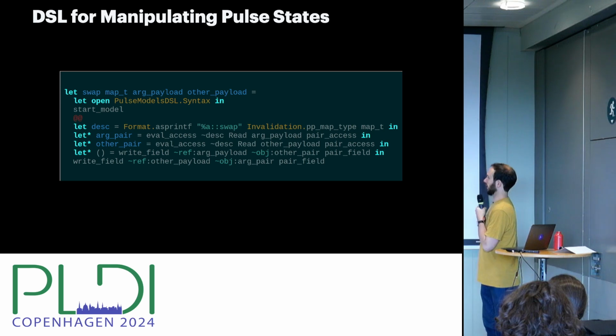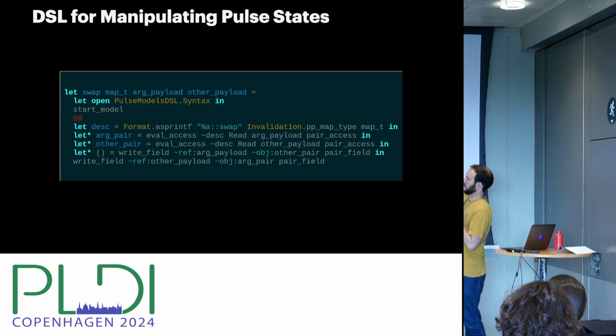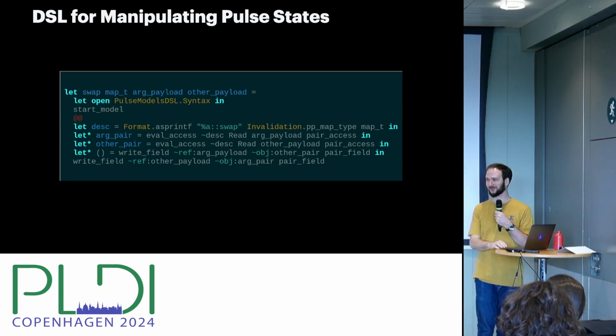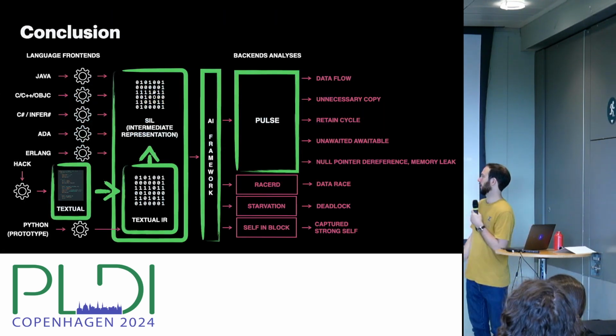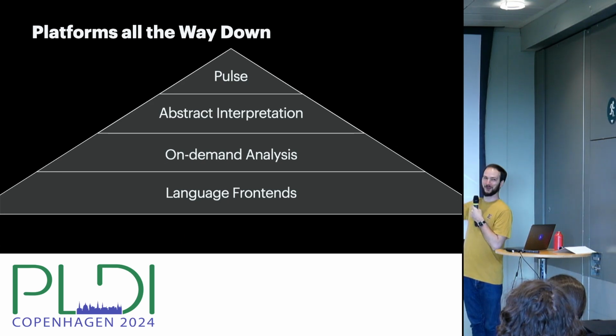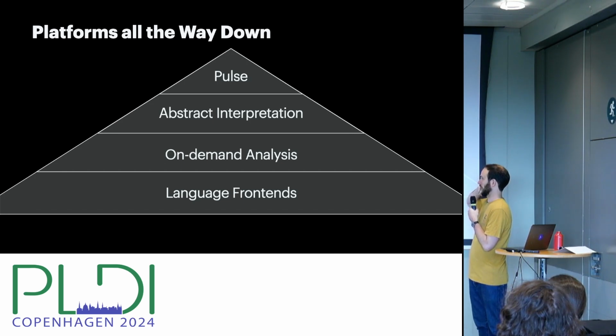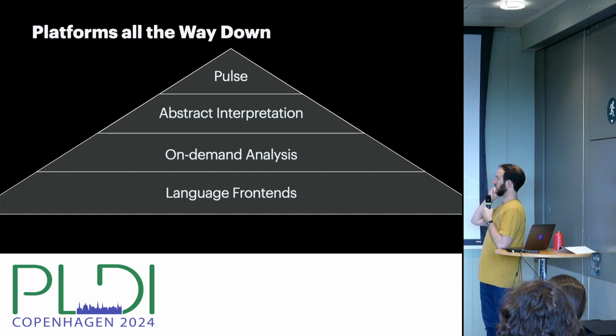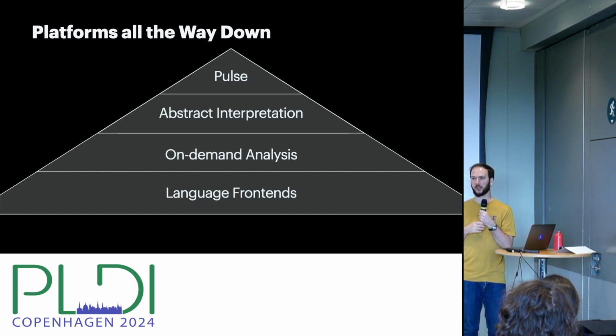But now we have a nice DSL, we call it. It's just a monad for manipulating Pulse states. So now the state has kind of disappeared into the monad, and the code is nicer to read, hopefully, and nicer to write. Okay. So that's all I had. Infer is a platform in more ways than one. We have platforms for adding languages, the on-demand analysis. You can build directly onto on-demand if you don't want to use the AI framework. Otherwise, you can cast your analysis into AI somewhat and use that. If you want a precise model of the memory and values and all that good stuff, you can build directly inside of Pulse, and we try to make that easy as well.